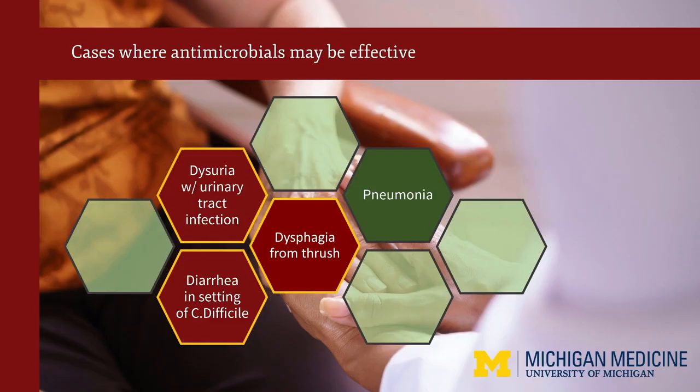Now, that said, antibiotics are likely more effective in providing comfort for some symptoms than others. And a few examples are listed here: dysuria with urinary tract infection, dysphagia from thrush, diarrhea in the setting of C. difficile. But for pneumonia, perhaps opioids are a better approach to symptom management.